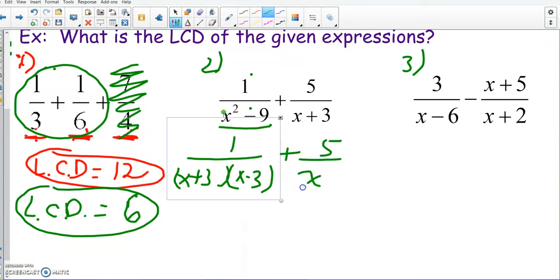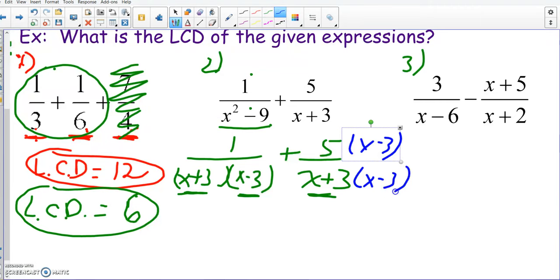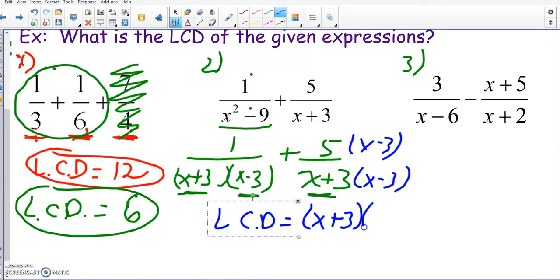We're still adding 5 over x plus 3. What I like to think about is, okay, I want to combine these fractions, or if I was asked to, they need a least common denominator or just a common denominator. This first fraction has an x plus 3 and an x minus 3, and the second fraction just has an x plus 3. What does it need to be the same as the first fraction? Well, it would need an x minus 3 on both top and bottom. That leads me to believe that for my least common denominator, each fraction would need both an x plus 3 and an x minus 3. Now, x plus 3 and x minus 3 are each individual quantities.